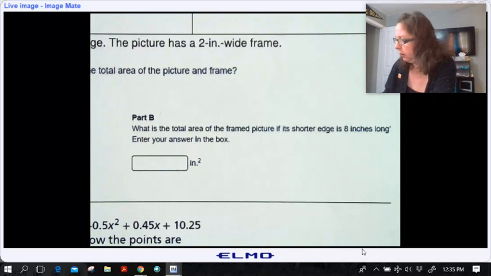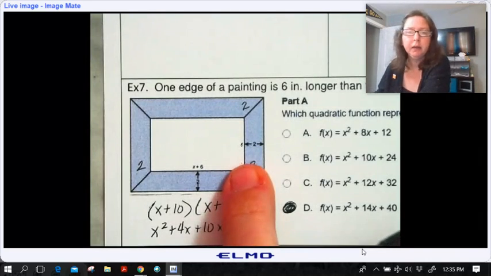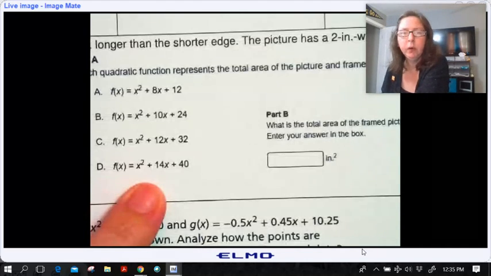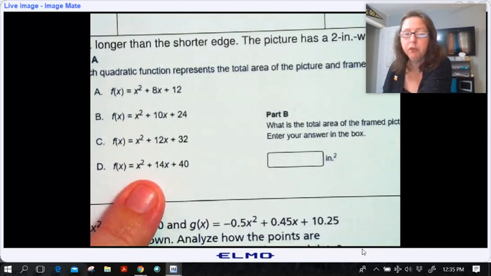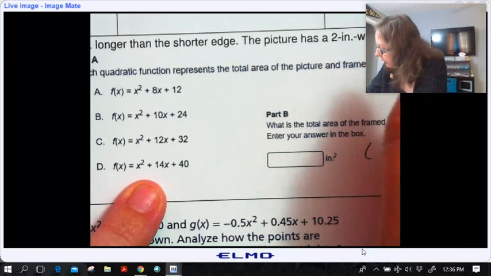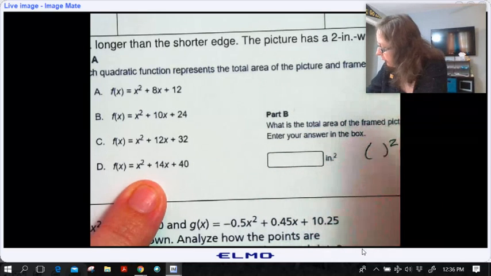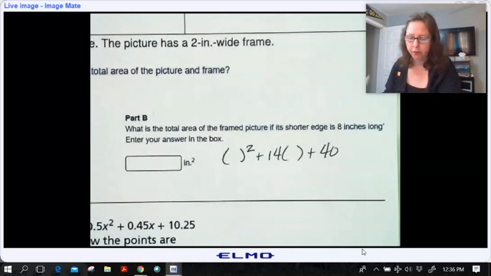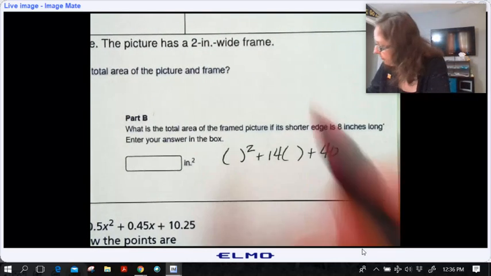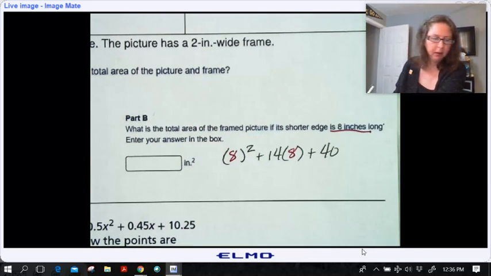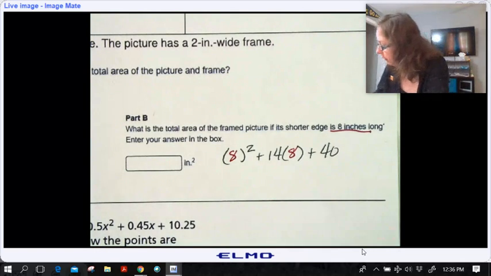8 inches long. Well, the shorter edge was x. So if we want that to equal 8, everywhere in this equation that we see an x, we want to substitute an 8, okay? So x² + 14x + 40. So I rewrote that over here, and I'm going to plug in an 8 everywhere there was an x. Okay, and so now let's go ahead and reduce all of this.